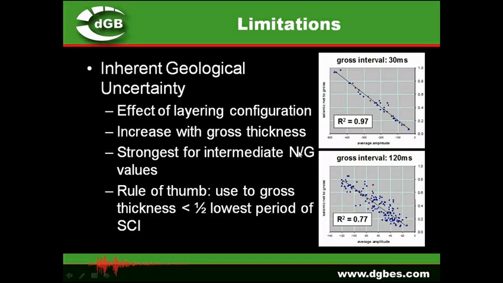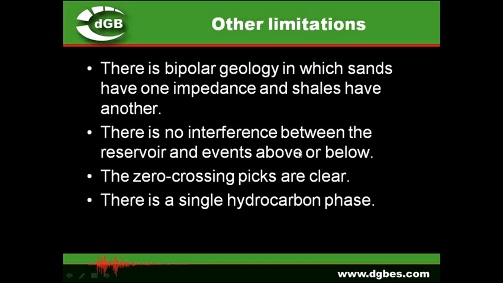Experts say, as a rule of thumb, you can use this algorithm as long as the gross thickness of your reservoir, your apparent thickness of your reservoir, is smaller than half of the lowest period of the data you have in your seismic colored impedance volume. So if your reservoir is too thick, this method falls down.